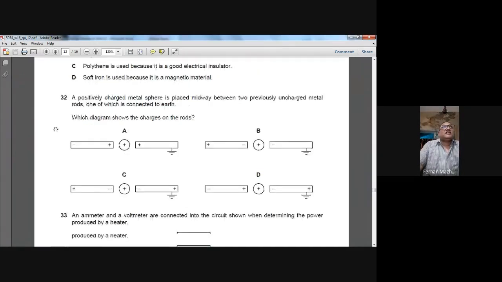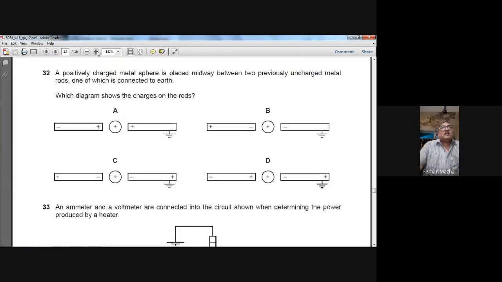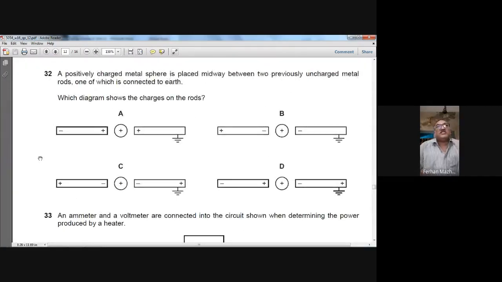Okay, on your screen you can see question number 32. A positively charged metal sphere is placed midway between two previously uncharged metal rods, one of which is connected to Earth. Which diagram shows the charges on the rod? When you put a positive charge in the center, because it's positive, on this end a negative charge should appear.